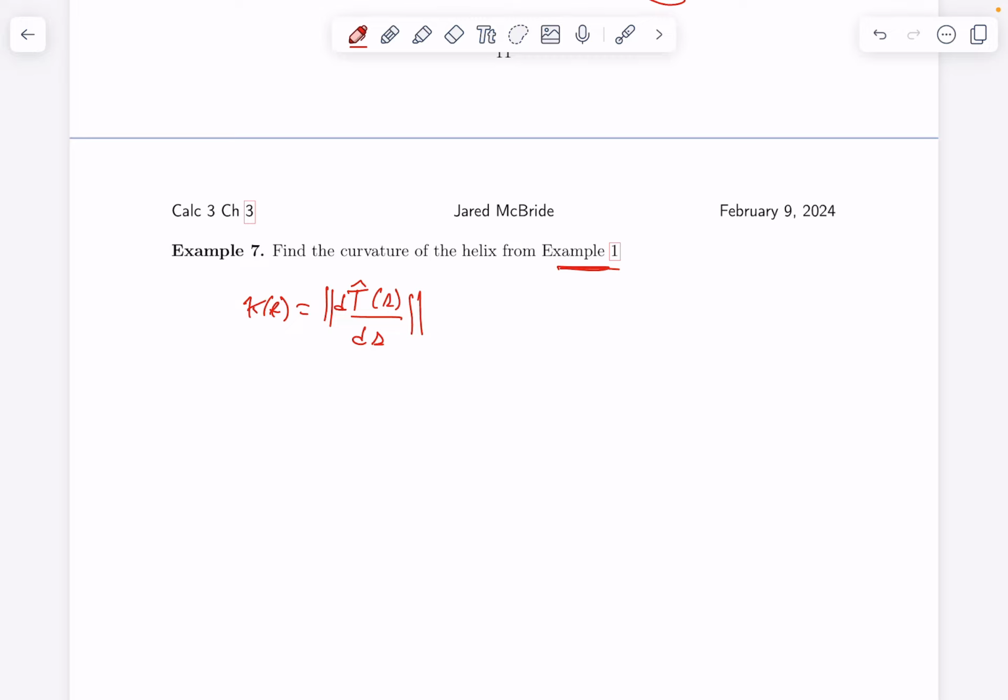So, r of t equals cosine t, sine t, t. And r of s, as we found, equals cosine s divided by radical 2, sine s divided by radical 2, s divided by radical 2.